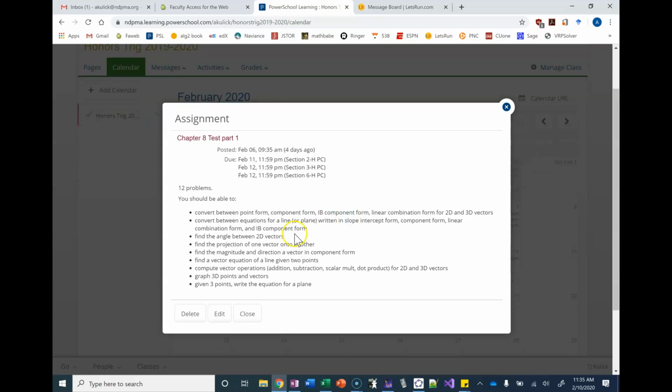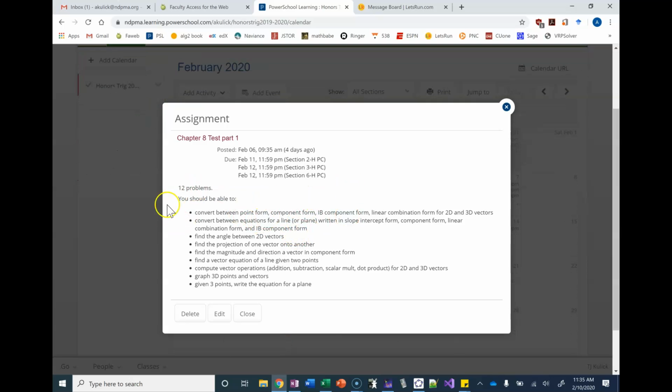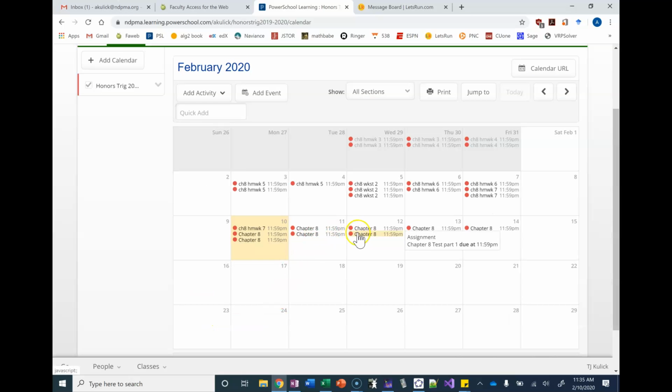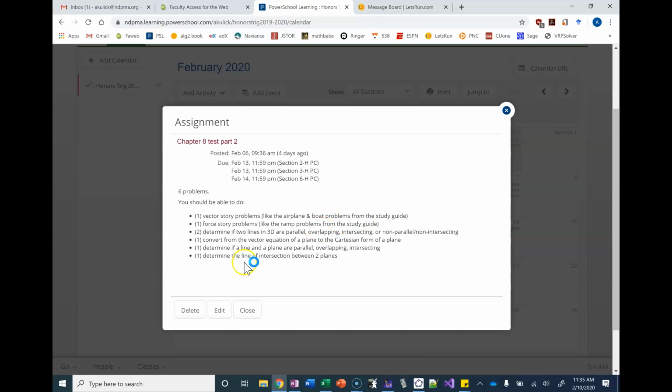So if I click on the part 1, you'll see that I have a bunch of skills kind of listed as things that you should be able to do. Okay. And if I click on the part 2, again, I have a much more specific list of things that you'll be able to do. All right. Okay. So basically the way I would look at it is the part 2 has just the long stuff on there. So vector story problems or force story problems.